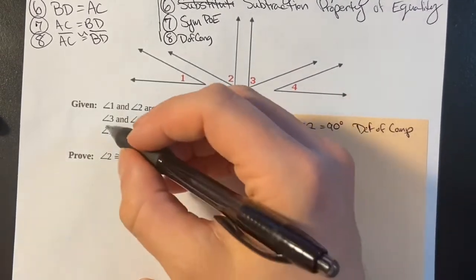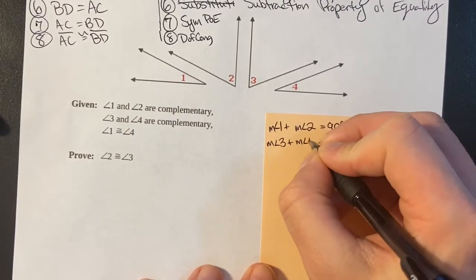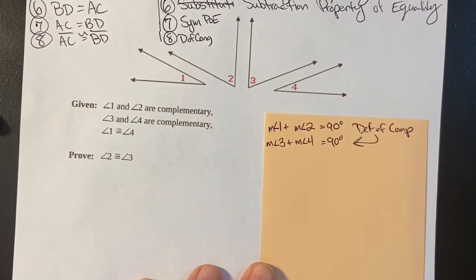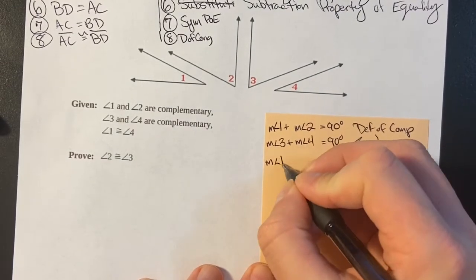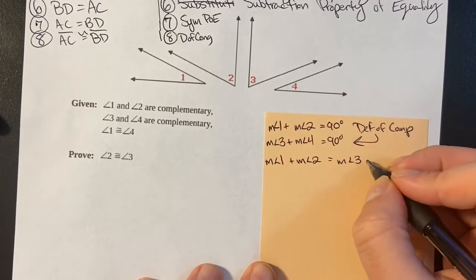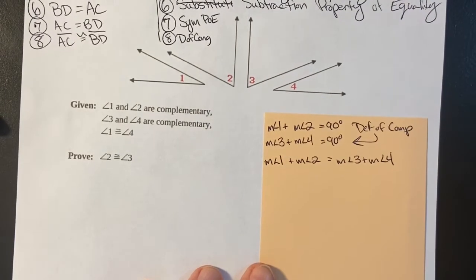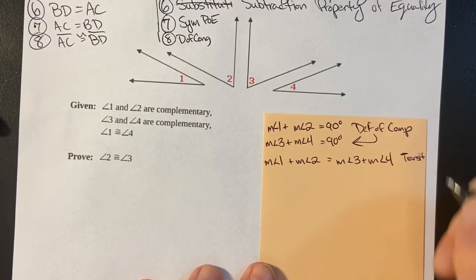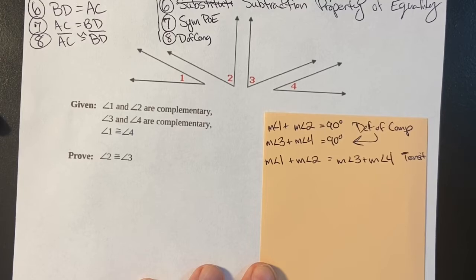Same thing with 3 and 4. And just like the last problem, they both add up to 90. So I should be able to say the measure of angle 1 plus the measure of angle 2 equals the measure of angle 3 plus the measure of angle 4. That's the transitive property of equality. Ran out of room.